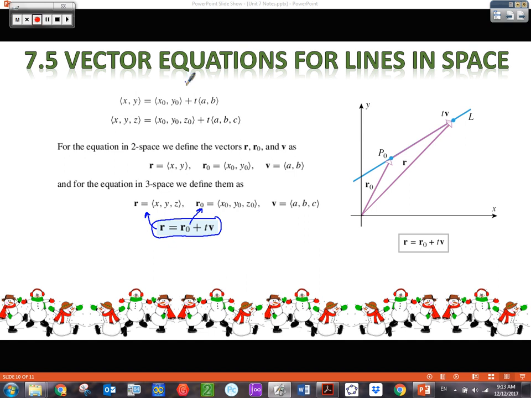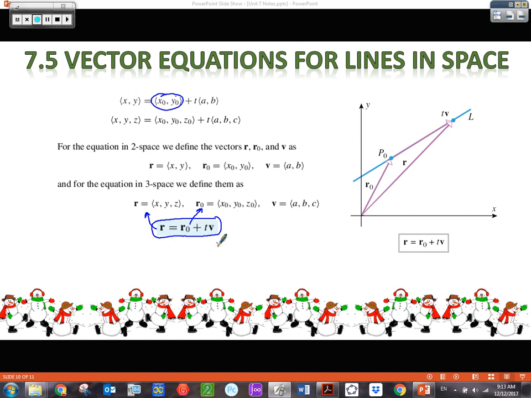Remember when we created this, we chose this point on the line. Remember we were parametrizing a line. We would choose a point on the line, and then we would write a vector. This would be a specific point on the line. It's a position vector to a fixed point on the line.